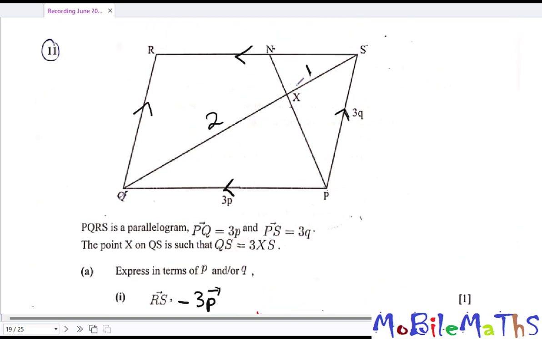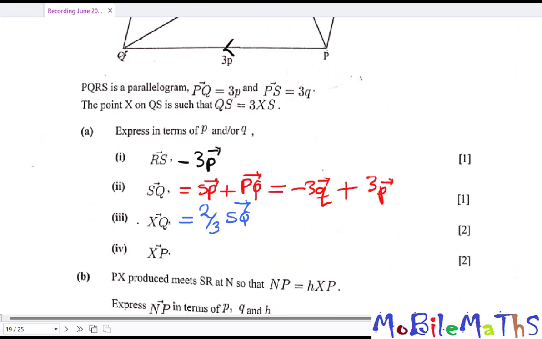Remember, we are finding XQ, so I'm also moving from X to Q. For SQ, we also did S to Q, so it's the same direction. Okay, so I'm going to use that. Using that SQ, which we have calculated and got this answer, I'll multiply, so I'll get 2 over 3 by minus 3Q plus 3P.